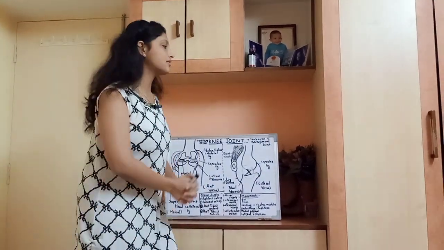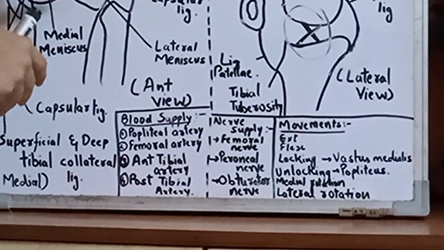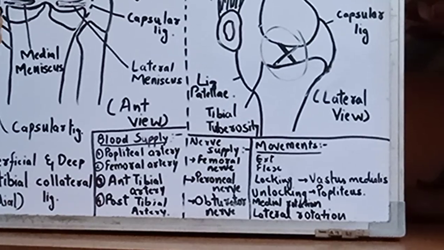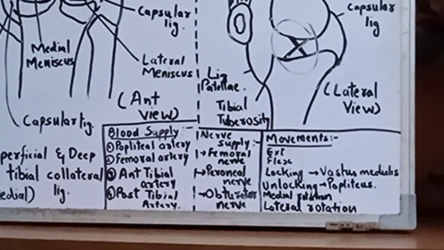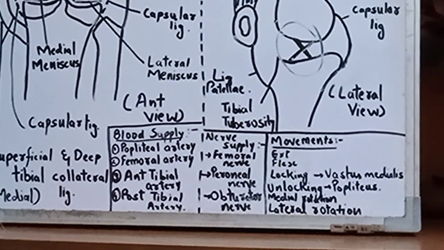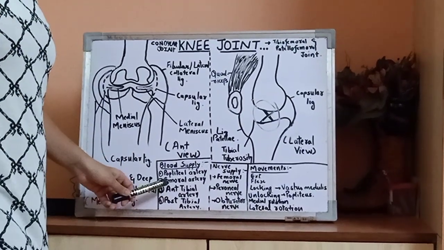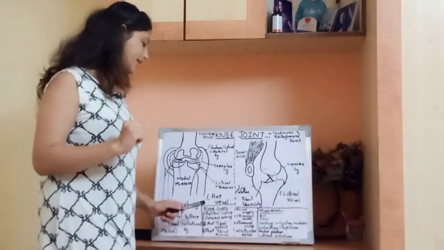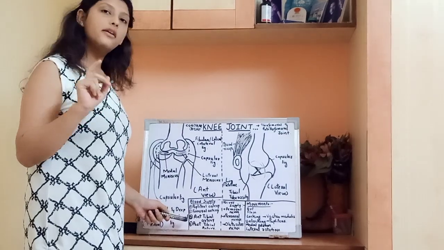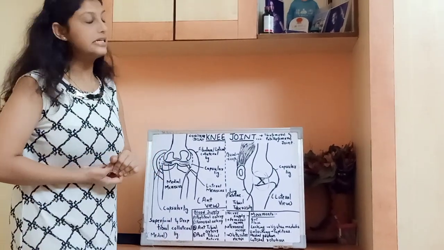Now coming towards the blood supply of the knee joint. Here the blood supply is from the surrounding vessels only. Whenever we talk about blood supply, we first talk about the arterial supply. It is provided by the popliteal artery, femoral artery, anterior tibial artery, and posterior tibial artery, right? So these are the supplies of the knee joint.